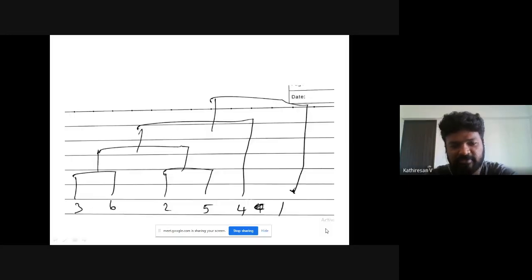So this is the final dendrogram for hierarchical agglomerative clustering: P3, P6, P2, P5, and P4, P1. Then these two join together, and these two join together, and these two join together. This is how it is formed. So this is the way of doing hierarchical agglomerative clustering.